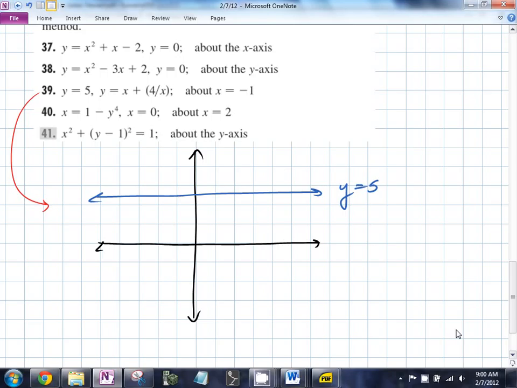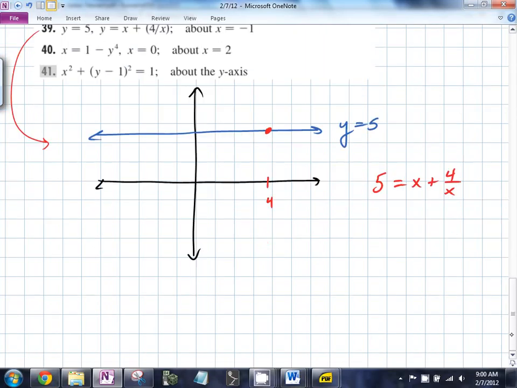What's a good value to plug in? How about 4? We know at 4, what's this thing going to be? 5. So it's going to cross there, right? So let's say right about here. We know that that's 4. You could solve it: 5 is equal to x plus 4 over x. If you want to solve that, what do you do first?